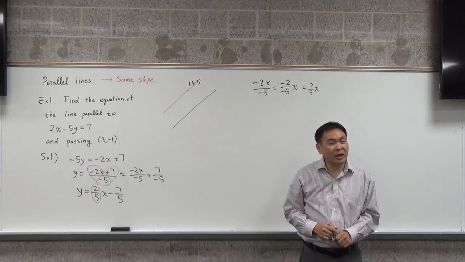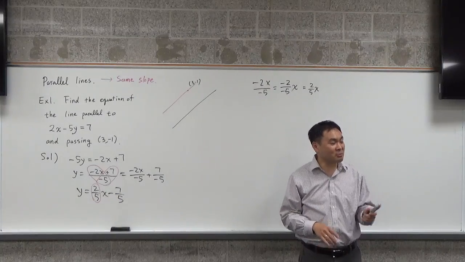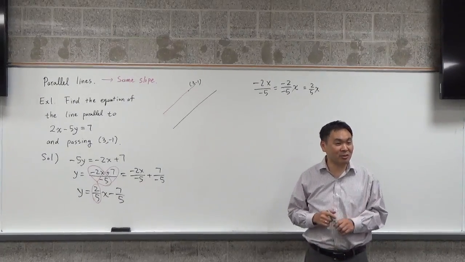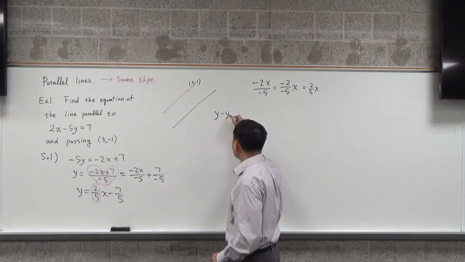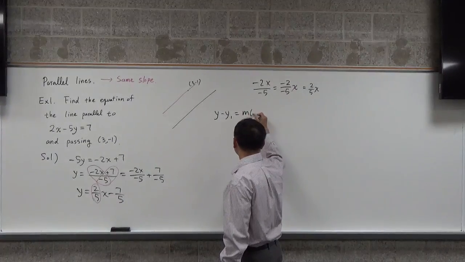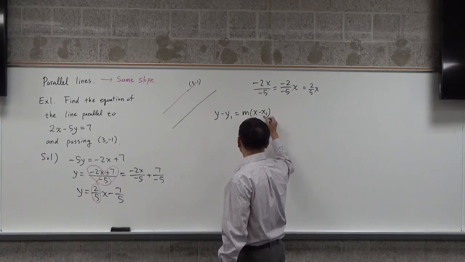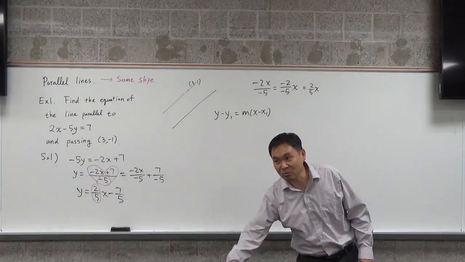Y equals mx plus b is one possibility, but point slope is the one that I really like. So let's use point slope. You can use y equals mx plus b and still get full credit, but this is the one that I'm trying to promote in this class. It's good for calculus, okay?